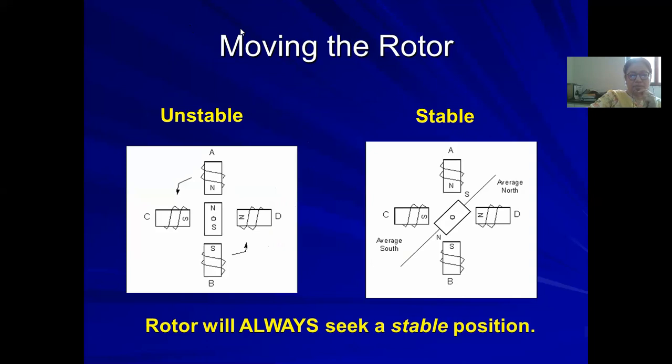Here we see the two positions. One is an unstable position and another is a stable position. In the unstable position, you can see that the rotor north polarity is facing towards the stator's north polarity. So there will be a repulsive action and the rotor here is not in a stable condition. Therefore, it is called an unstable condition.